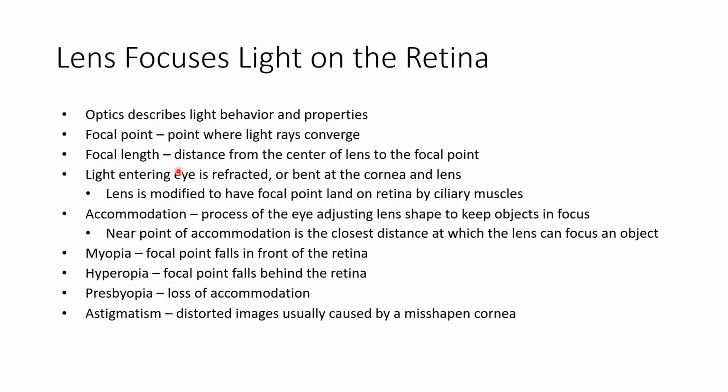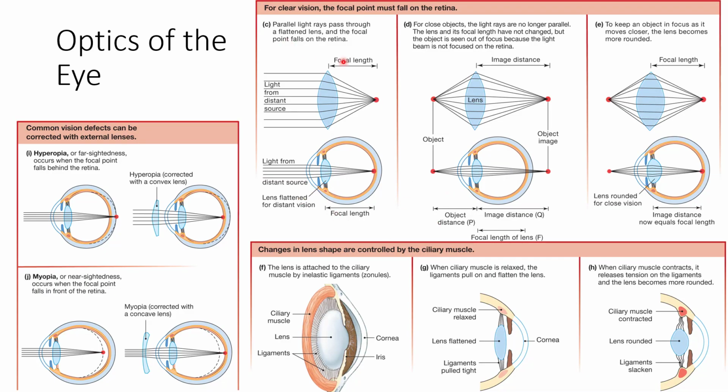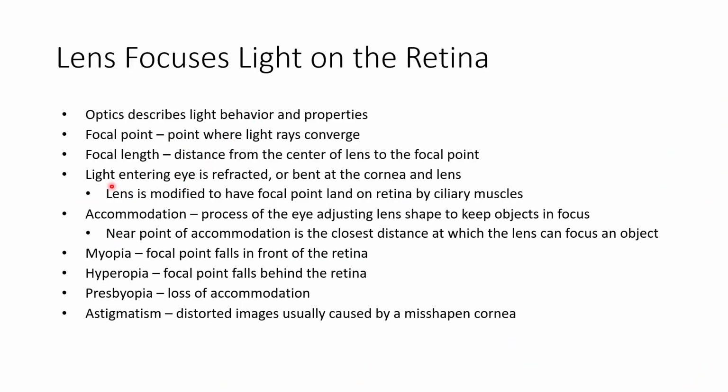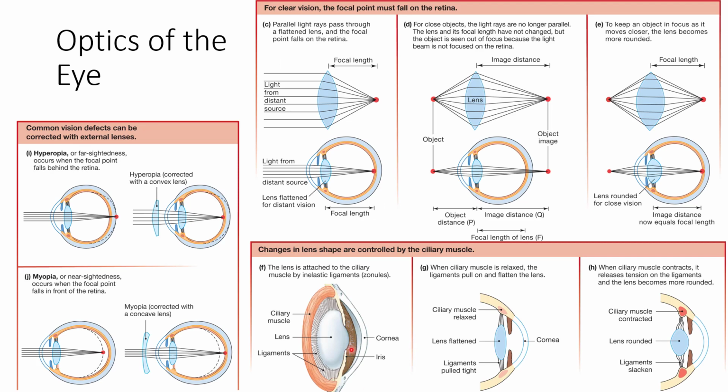The focal length is the distance from the center of the lens to the focal point. Again, if we come here, here's our focal length, from the lens to that point. As light enters the eye, it gets refracted, meaning it's bent, first at the cornea, which is the outer protection of the eye, and then at the lens. The lens itself can be modified, by what we call ciliary muscles, to have the focal point land on the retina in the appropriate spot. When light comes in, it hits the cornea and is refracted a little bit, then it hits the lens and is refracted even more. What the eye is trying to do is adjust that focal point to land directly on the back of the retina, on the macula.